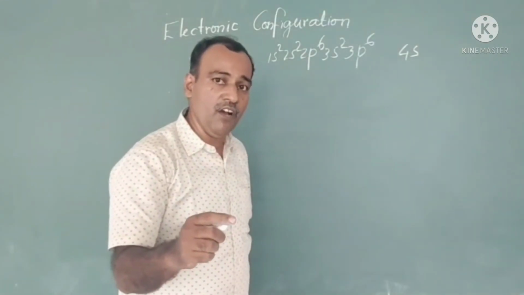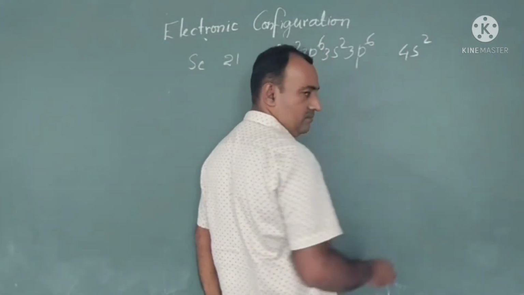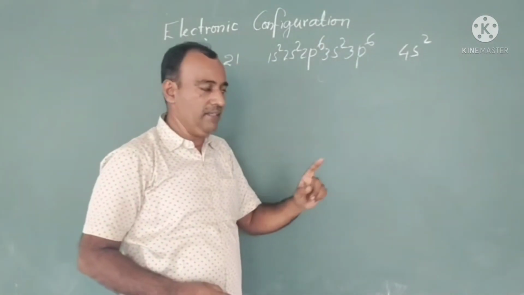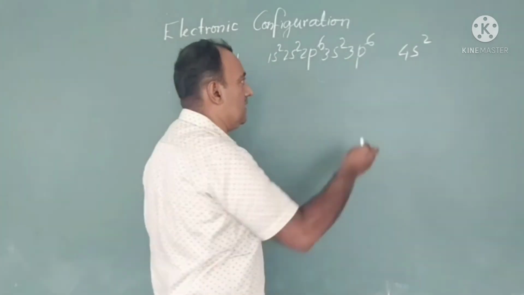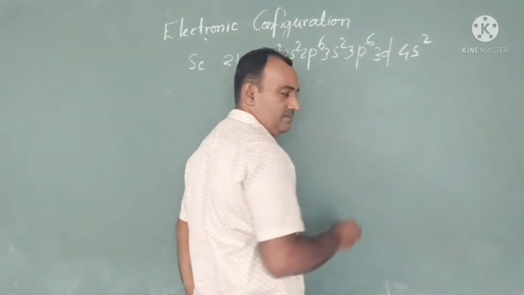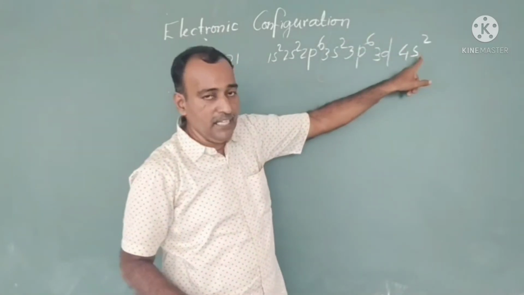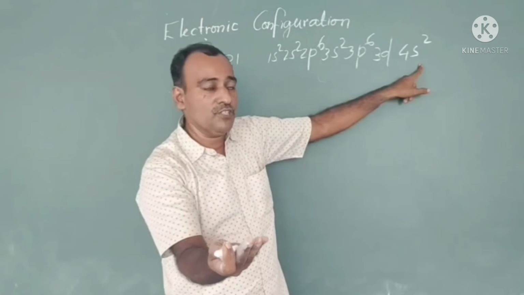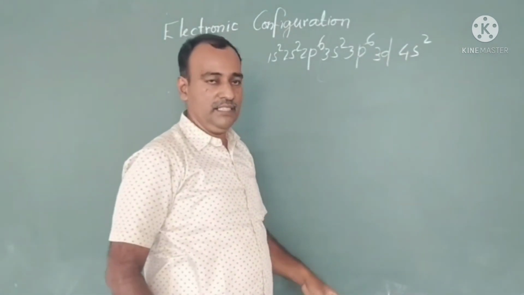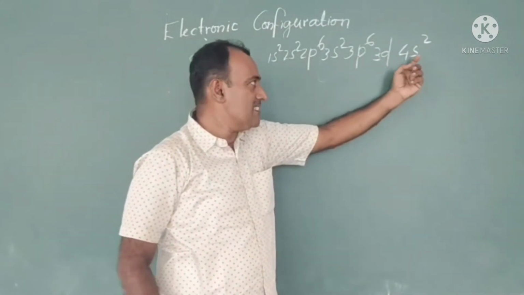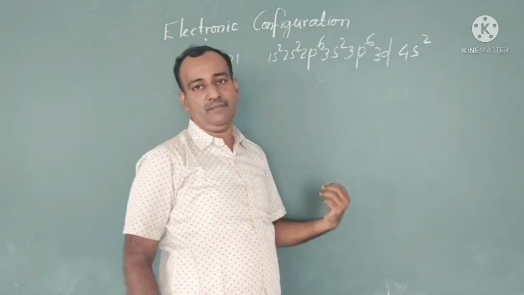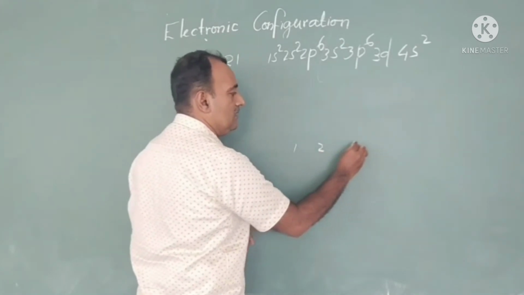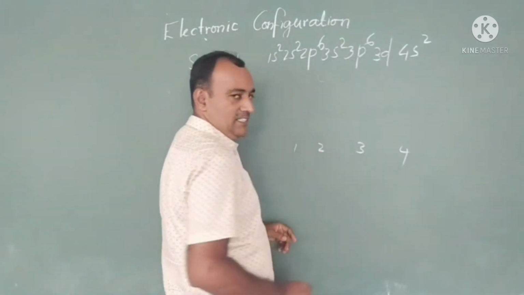So s can accommodate how many electrons? 2 electrons. But the third energy level has s orbital, p orbital as well as 3d orbital. So after completing the 4s electrons, the remaining electron goes to the 3d level. The 3d level is present just inside the 4s level. Because listen here, first energy level, second energy level, third energy level, fourth energy level.